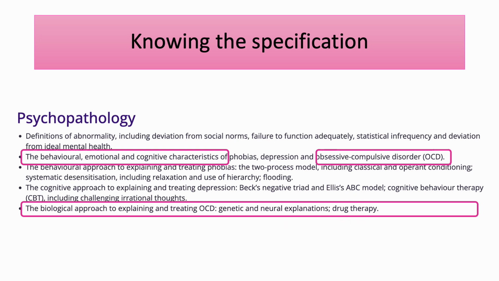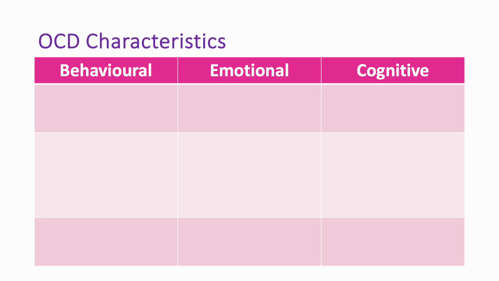So to begin with this session, we need to consider what the behavioural, emotional and cognitive characteristics of OCD are. So that is, how does a person with OCD act, how do they feel, and what do they think? So this is an opportunity to pause the video and have a think about what the characteristics might be. Just bear in mind there are only 2 behavioural characteristics instead of 3 for OCD. So if you pause the video in 5 seconds, I will talk you through the characteristics.